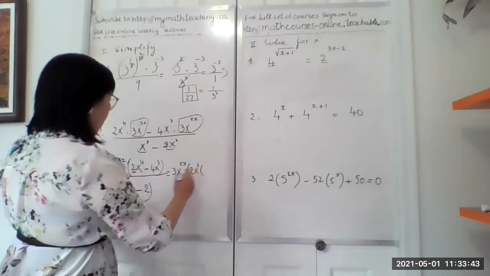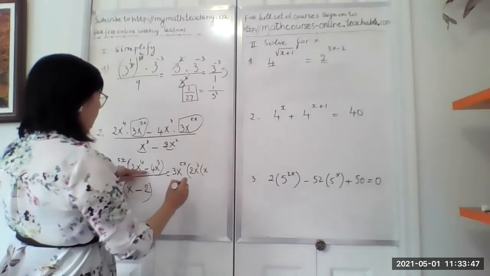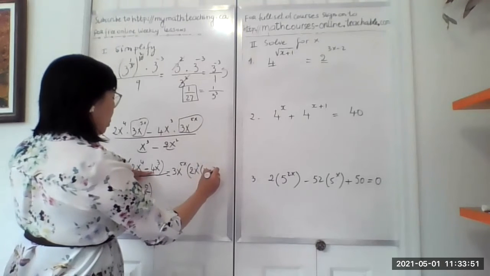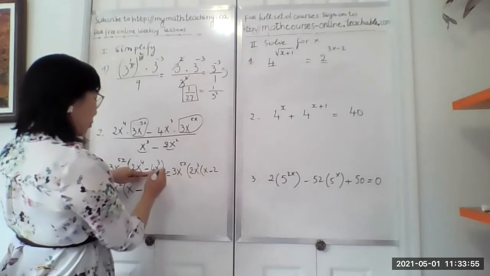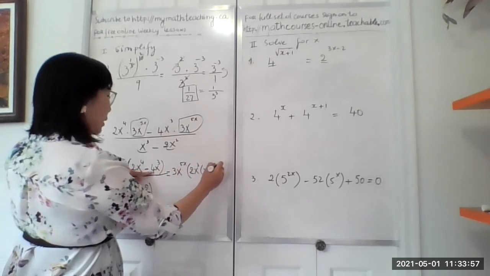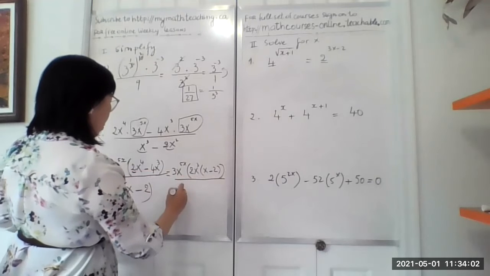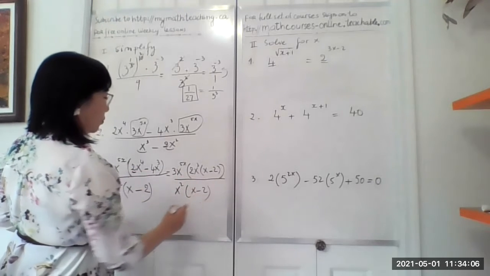I'm going to open another bracket. And in here, I am left with x minus 2, because 2 times 2 is 4, right? And x to the power 3, I already pulled it out, so it's just like that. And down here, I have x squared times x minus 2.